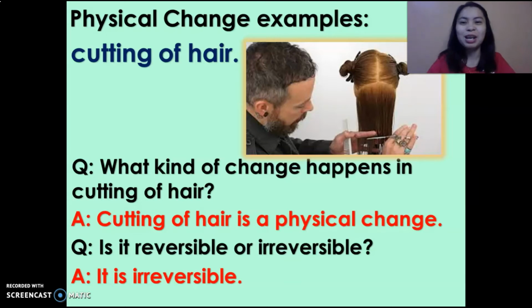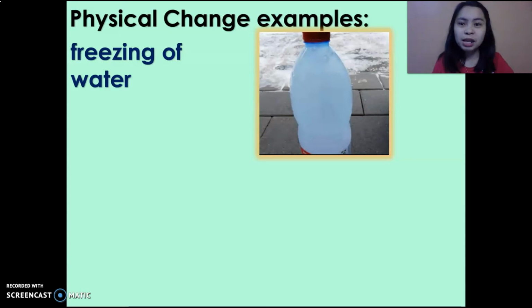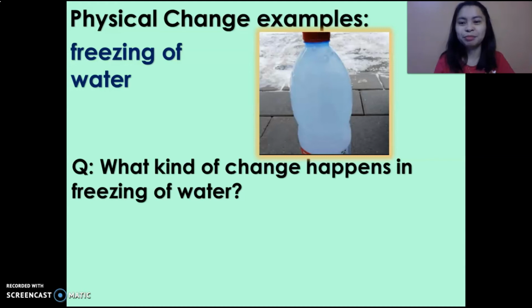Okay, good. So let's have more examples. Okay, freezing of water. One more time. Freezing of water. Again. Okay, good. Question. What kind of change happens in freezing of water?